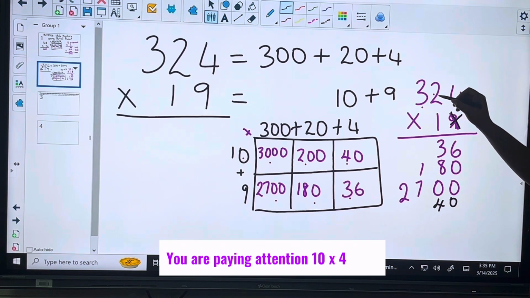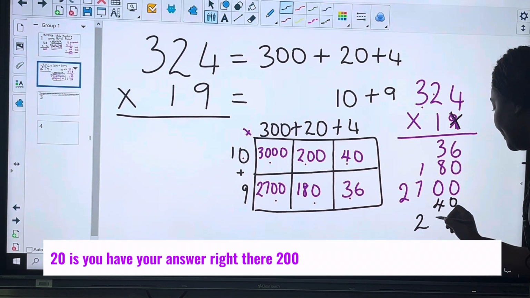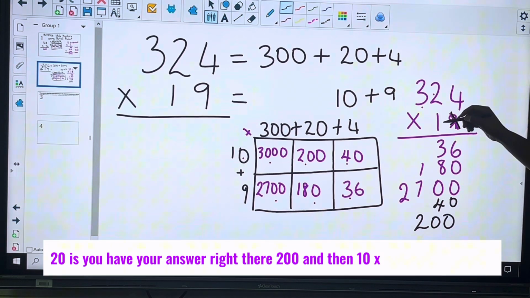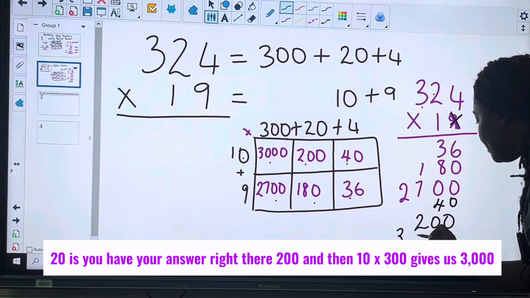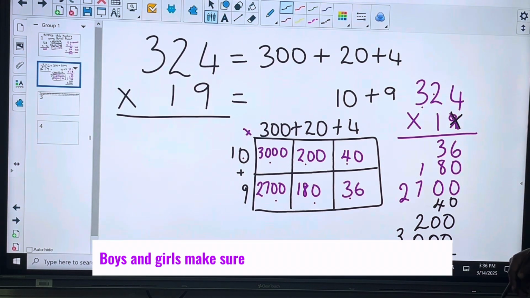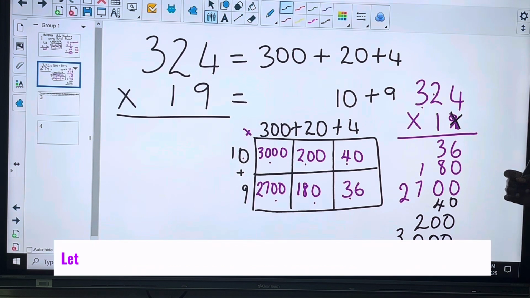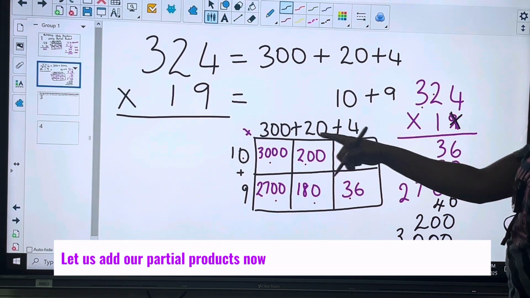10 times 20 is, you have your answer right there, 200. And then 10 times 300 gives us 3,000. Make sure, boys and girls, that your numbers are all lined up. So let us add our partial products now. I'm going to add them on this side, okay?